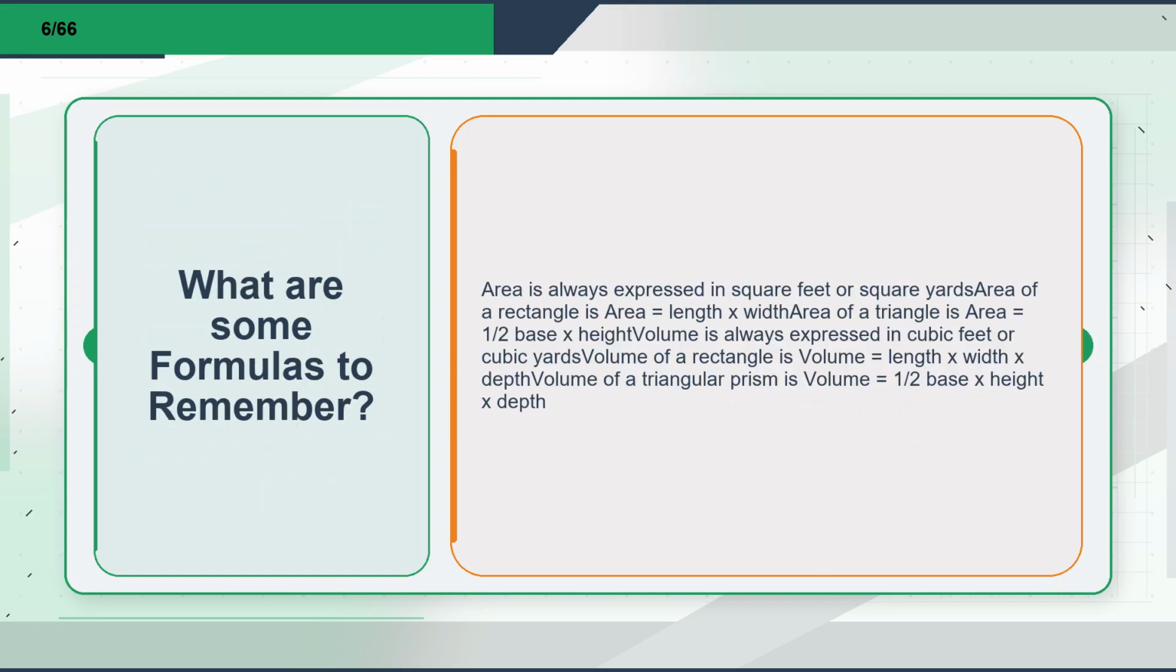Flashcard 6. Term: what are some formulas to remember? Definition: area is always expressed in square feet or square yards. Area of a rectangle is length x width. Area of a triangle is 1/2 base x height. Volume is always expressed in cubic feet or cubic yards. Volume of a rectangle is length x width x depth. Volume of a triangular prism is 1/2 base x height x depth.